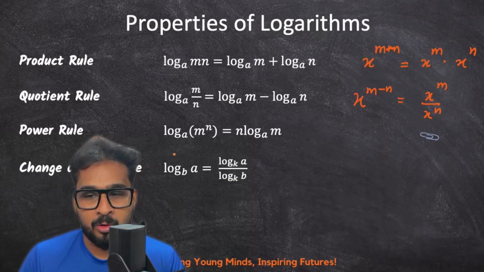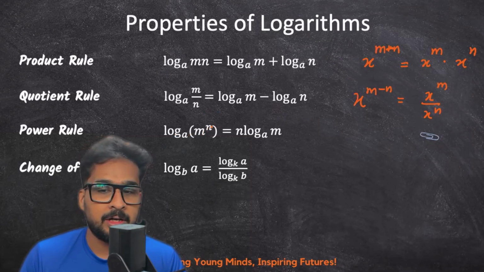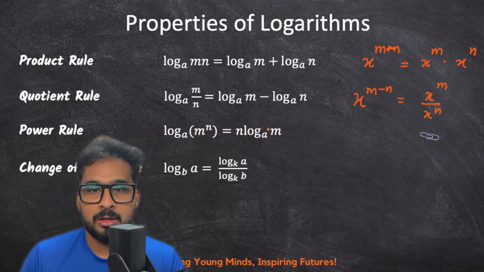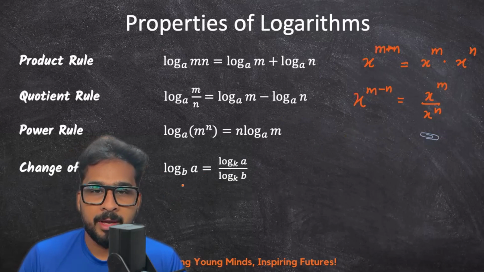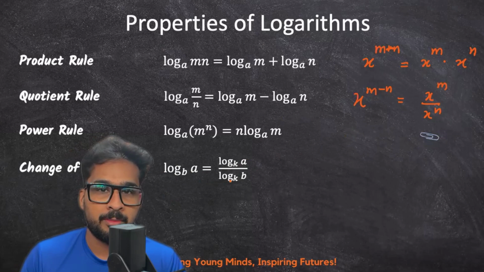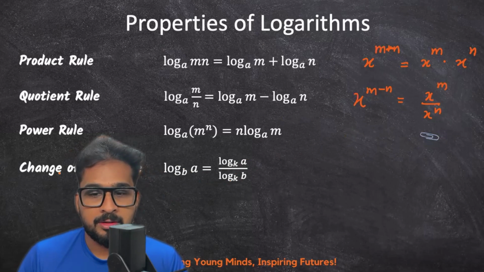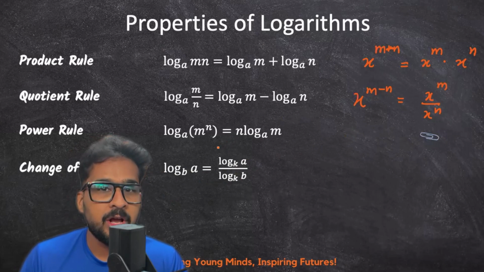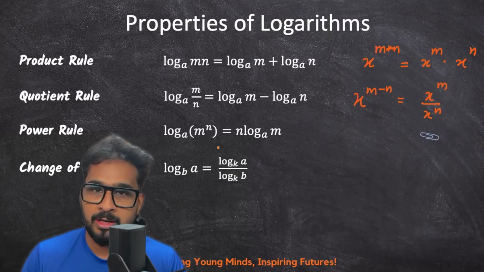Then comes the power rule. Log of m power n to the base a can be written as n into log m to the base a. Then the change of base rule. Log a to the base b can be written as log a to the base k divided by log b to the base k. The k can be any number. This is the change of base rule. So these 4 rules are very important when we are considering logarithms. It is because of these 4 rules only that logarithms play a very important role in calculus and other mathematical parts.